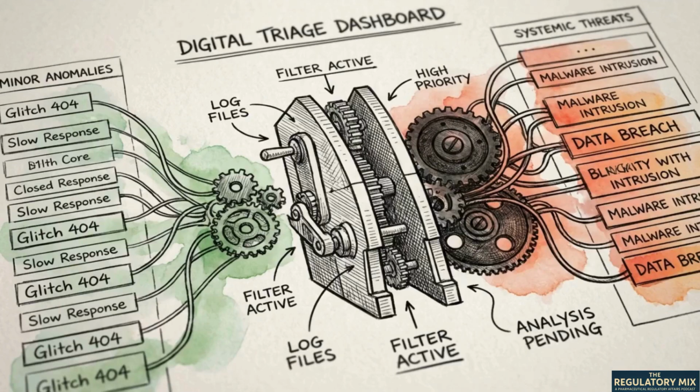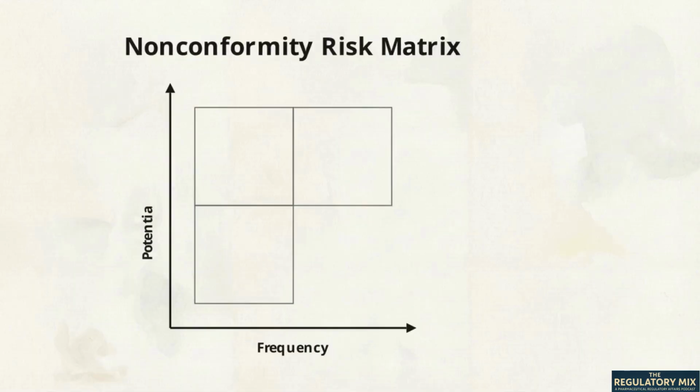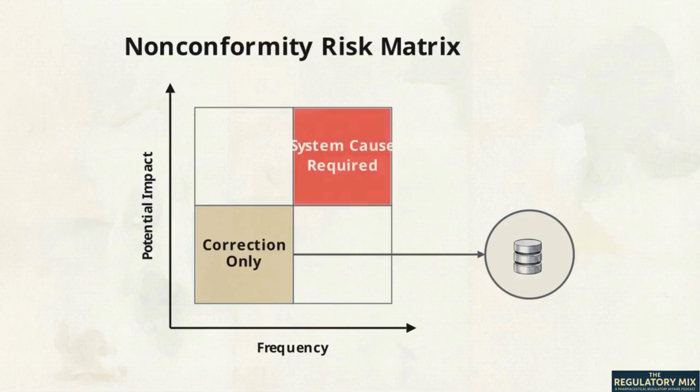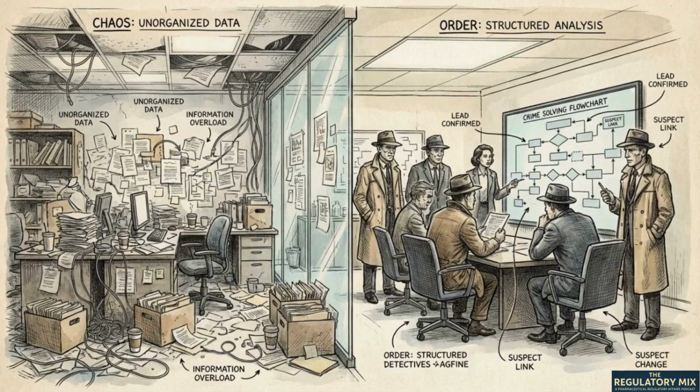The structural solution to density overload is a ruthless pre-investigation filter designed to separate minor anomalies from systemic threats. This non-conformity risk matrix plots occurrence frequency against potential impact. Low-risk problems receive localized correction and are database tracked, deliberately preserving resources. Conversely, high-risk recurrent failures are routed to a dedicated team for full systemic root cause diagnosis. This filter is the protective barrier of the RCA engine. It ensures advanced diagnostic energy is spent exclusively on high-leverage organizational failures.